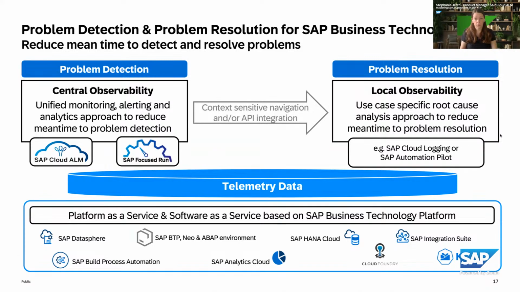In the end, what is common across both is the telemetry data, and the same data is used in both areas. The data is provided by Datasphere, Build Process Automation, BTP, ABAP, Neo, Analytics Cloud, and so on, and I'm quite sure you can also read the other services. So it's the same telemetry data which is used. What we provide on top is context-sensitive navigation: from central observability, from a problem which was detected in Cloud ALM, navigating, for example, into the Cloud Logging service. This is also what I would like to show you in a moment.